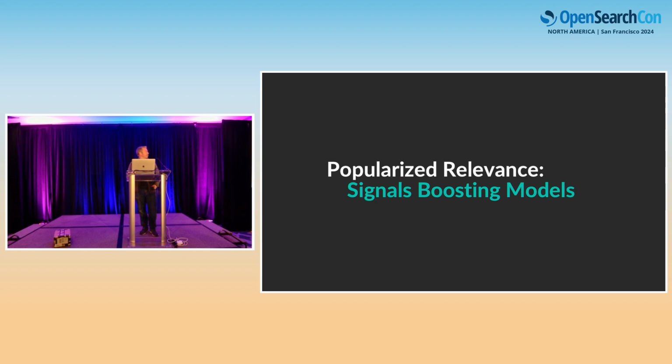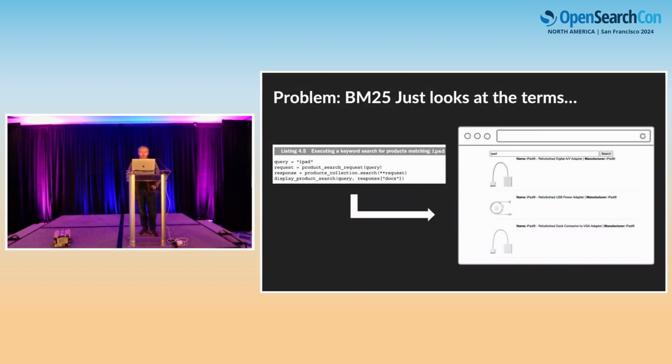OK, so for the first category, popularized relevance models, we're going to talk about signals boosting. This is your typical search. I've got a product catalog here that's loaded up. And with BM25, the default lexical ranking algorithm, what you get when you run your search is results that look like this. The reason you get these results is because the name is iPad. That makes sense. iPad is in the name, so it's matching on the title, so it's getting a high boost.